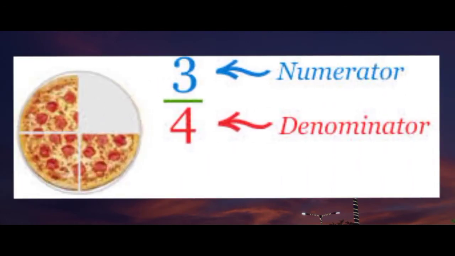Coming to this example, see here, there is a pizza cut into 4 pieces. One piece is missing here, and the remaining pieces we will represent as 3 by 4. That means out of 4 pieces, 3 are remaining. In 3 by 4, 3 is the numerator and 4 is the denominator. And the piece that is left, we can write as 1 by 4.